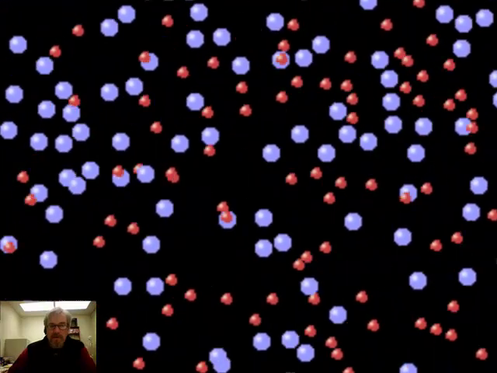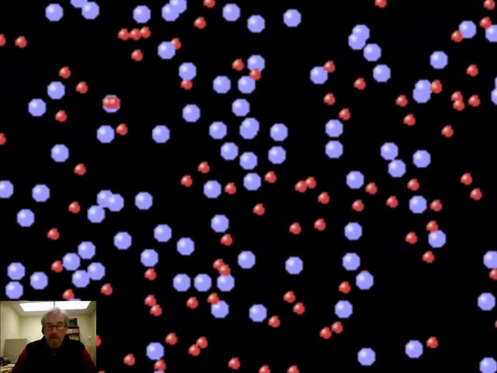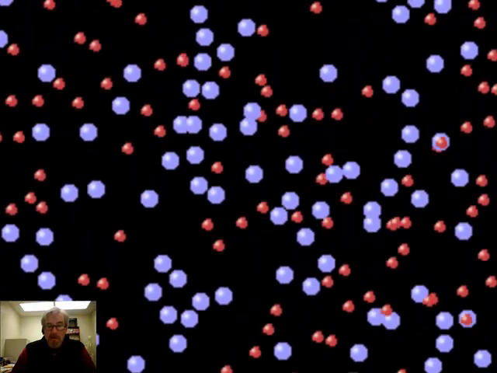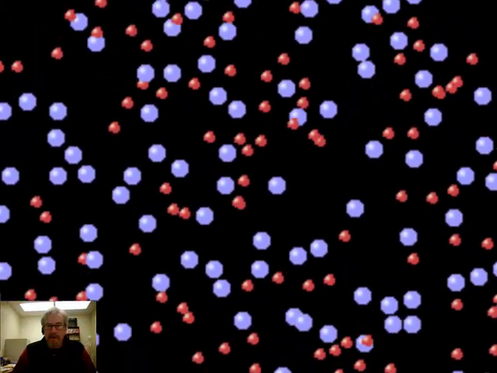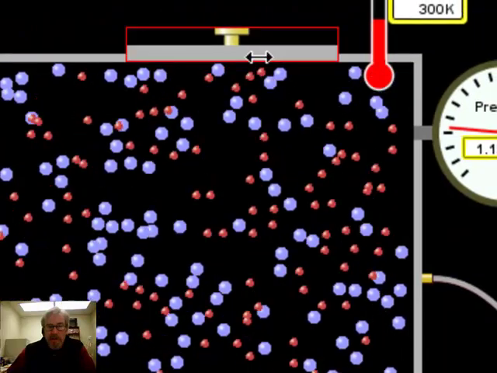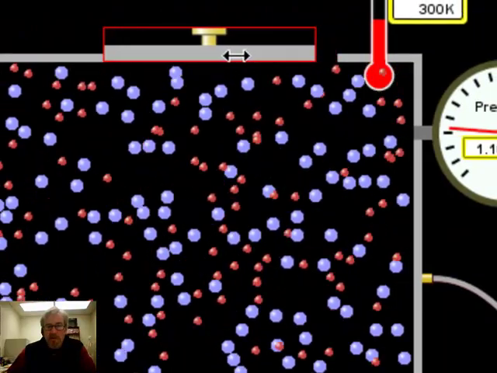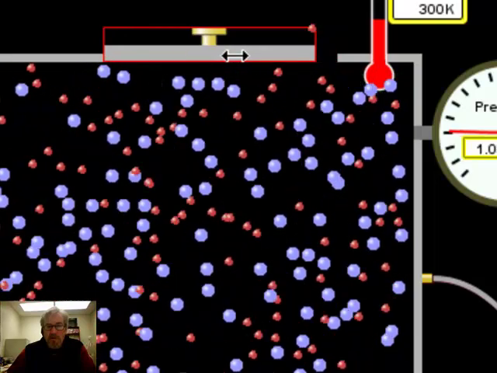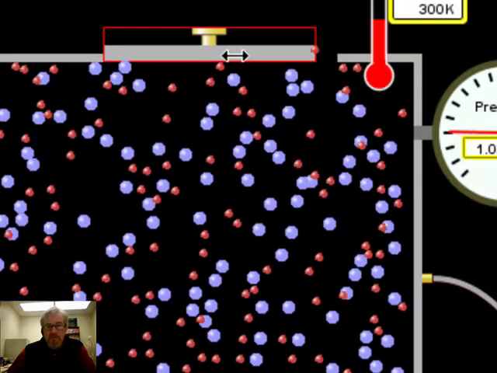Well, that makes sense because root mean square velocity is inversely proportional to the square root of molar mass. Now watch what happens when I create a little opening by sliding the lid part way off. 1 red escapes, 2, 3, 4, and finally I get my first blue.